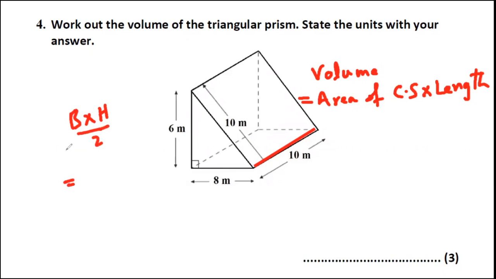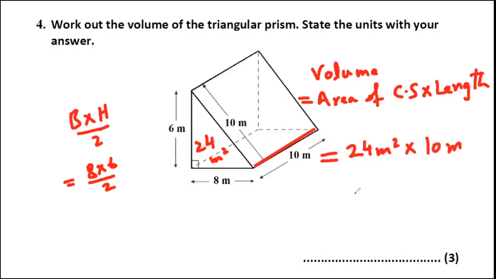So what's the base of this triangle? 8. 8 times 6 divided by 2, and that would be 24 meters squared. And how long is the shape? 10 meters. The formula is written there on the screen already. So I can just write the area of cross-section, this triangle, 24 meters squared, times the length. Length is 10 meters.